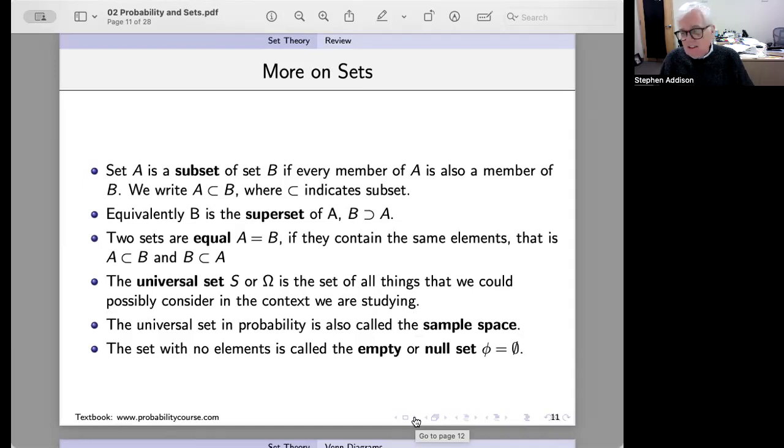The universal set in probability coincides with the idea of sample space in an experiment. The sample space is simply a description of all of the possible outcomes that could happen in an experiment. You also need to know what a null set is.